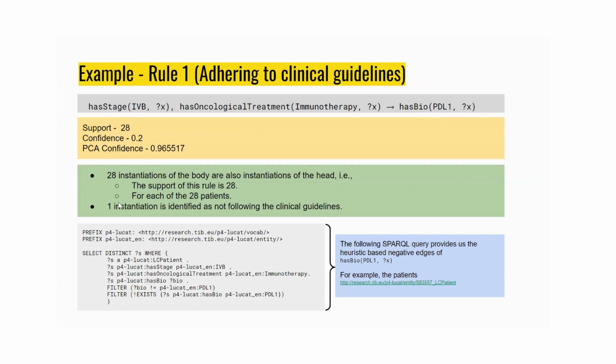What we can conclude is there are 28 instantiations of the body that are also instantiations of the head, that is the support of the rule. Using the SPARQL queries mentioned below, we identified that there is one instantiation that does not follow the clinical guidelines. As we can see, the output of this SPARQL query is listed in this blue box on the right-hand side.